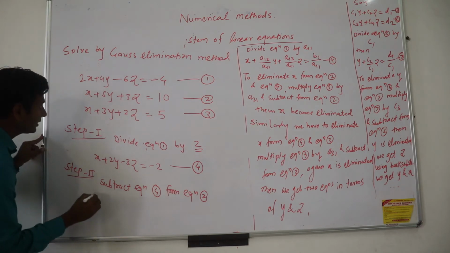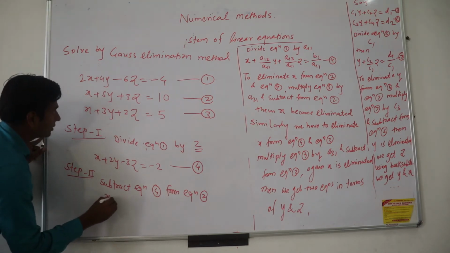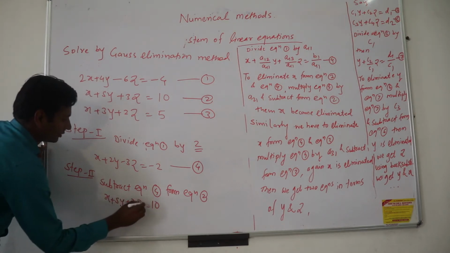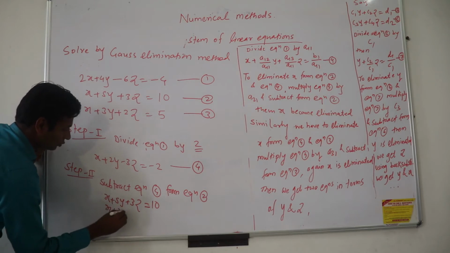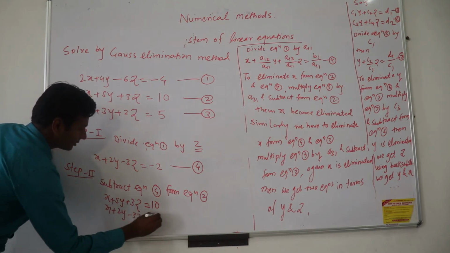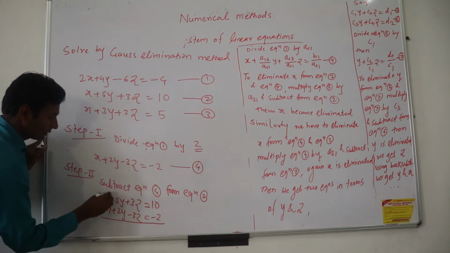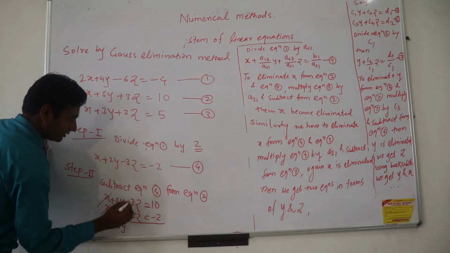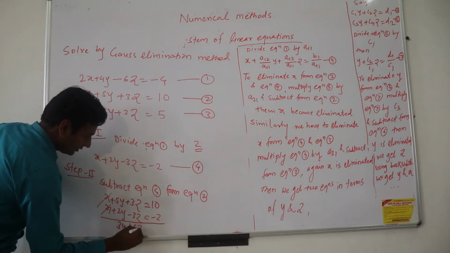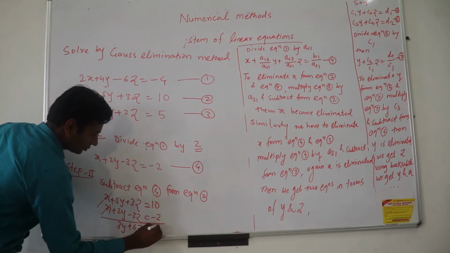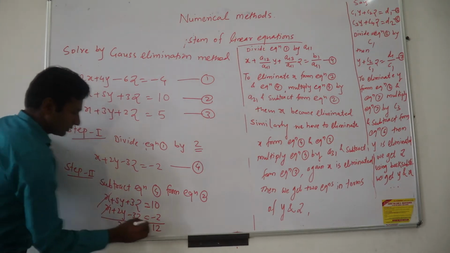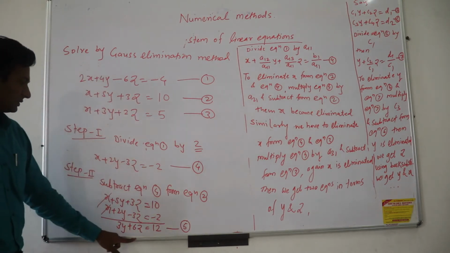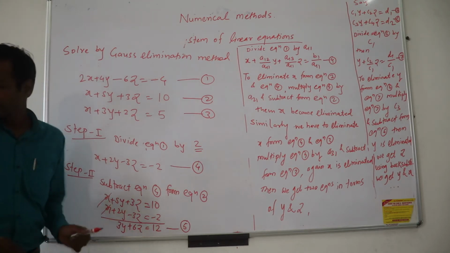So I write both equations. x plus 5y plus 3z is equal to 10, and equation number 4 is x plus 2y minus 3z is equal to minus 2. After subtracting, x is eliminated here. 5y minus 2y becomes 3y, 3z minus minus 3z becomes 6z, and 10 minus minus 2 becomes 12. This is equation number 5: 3y plus 6z is equal to 12.